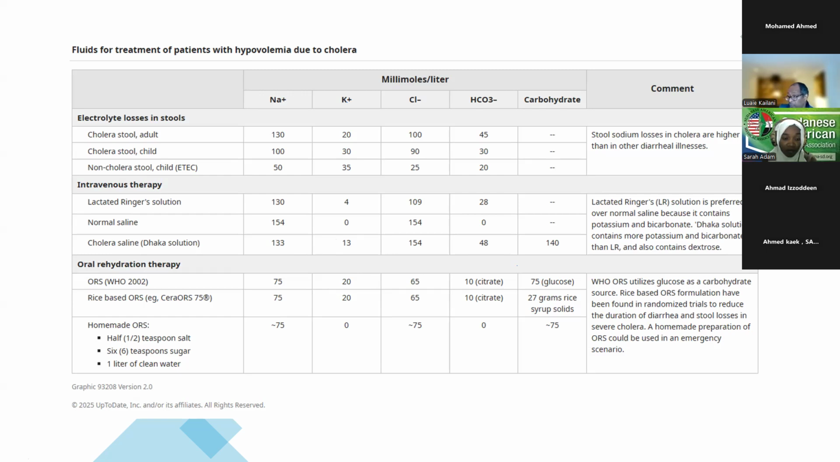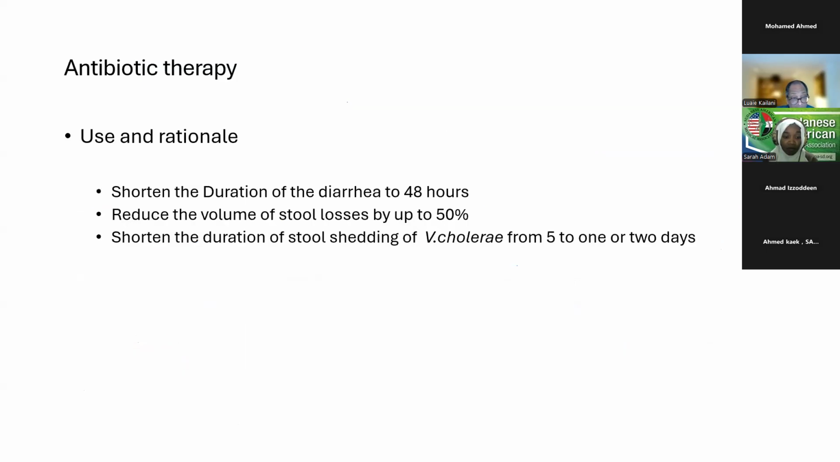Just mind you, again, for children with severe malnutrition, with the ORS you double the amount of water just to dilute it, so they don't get too much sodium. So the antibiotic therapy, again, the rationale: it shortened the duration of the diarrhea to roughly 48 hours, and it reduced the volume loss by up to 50%, and shortened the duration of stool shedding from 5 days to 1 to 2 days.